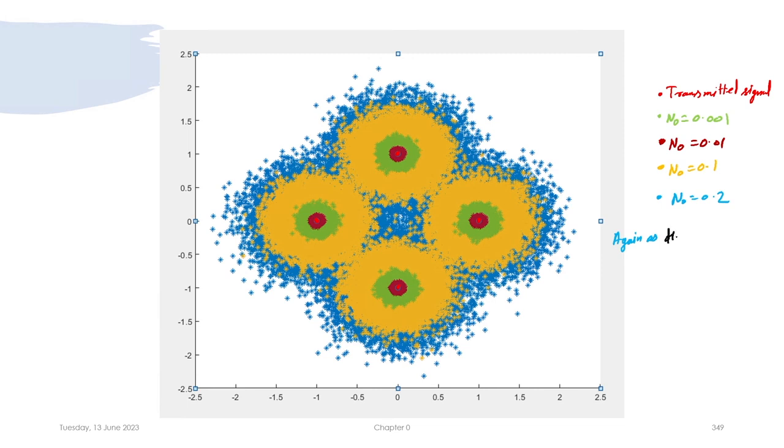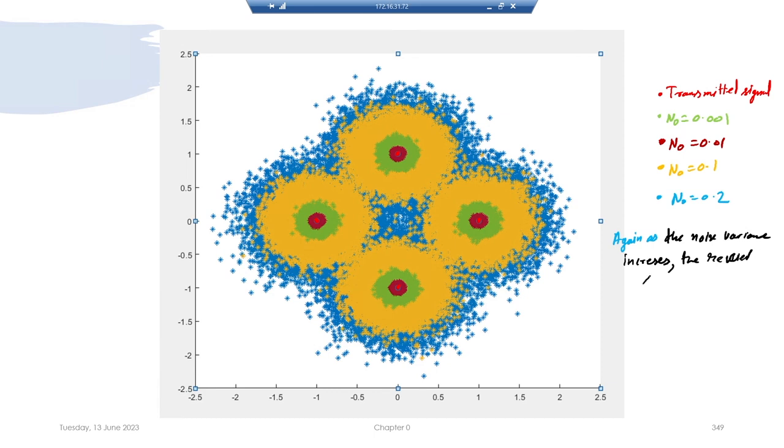So again, as the variance increases, the received symbols become more and more overlapped. With a very small noise variance, we can say with almost certainty that if we received something from the red region, then this was the corresponding transmitted symbol.